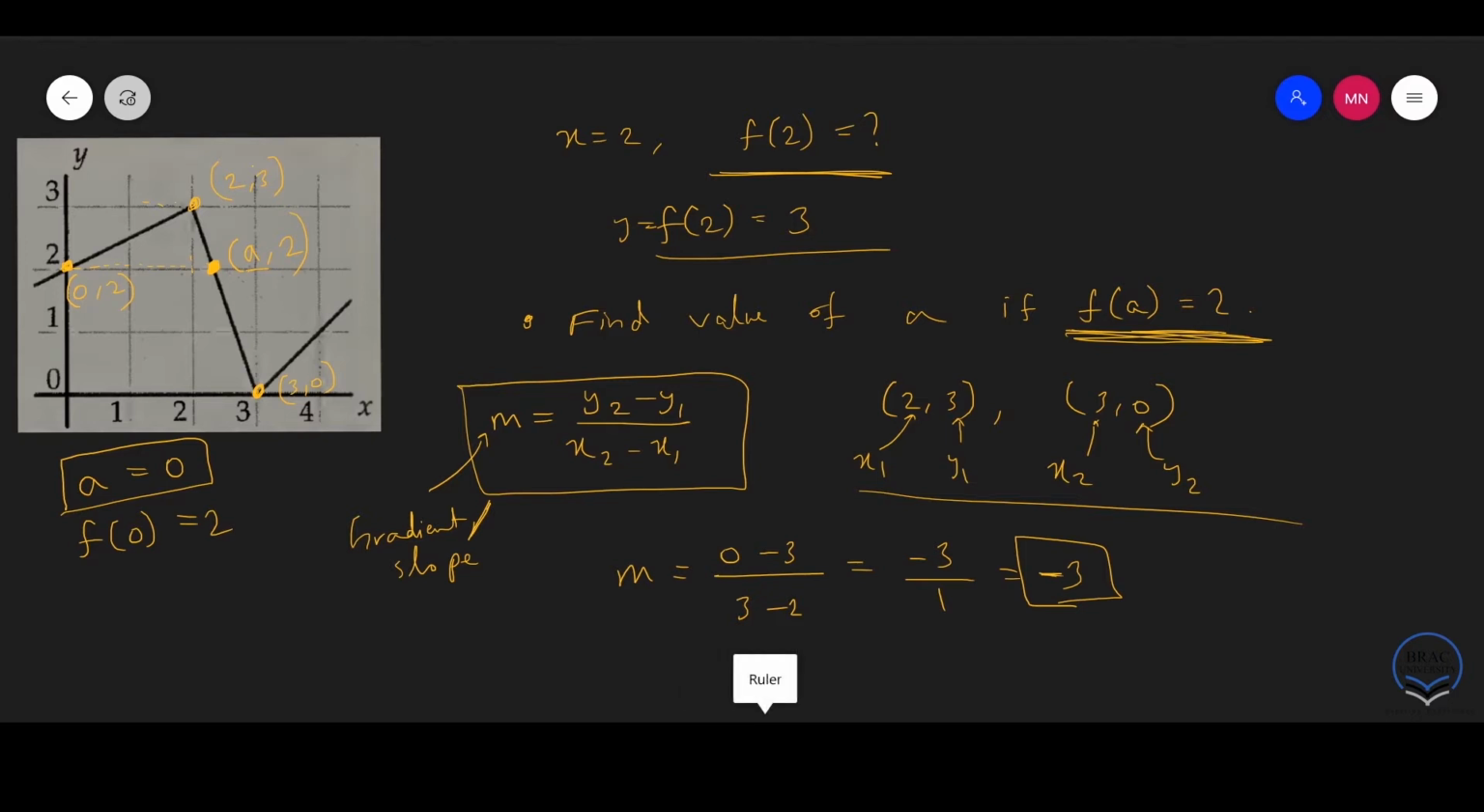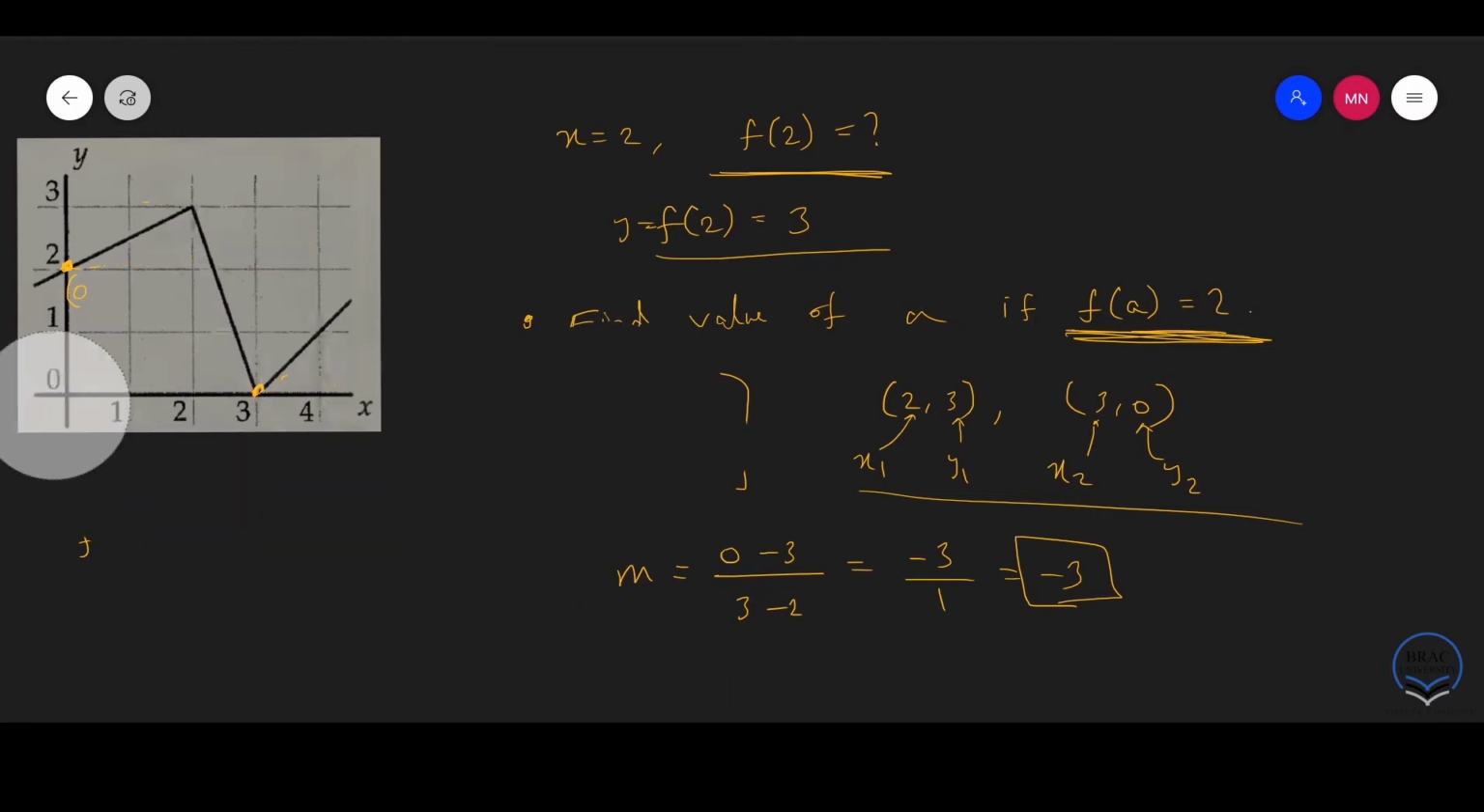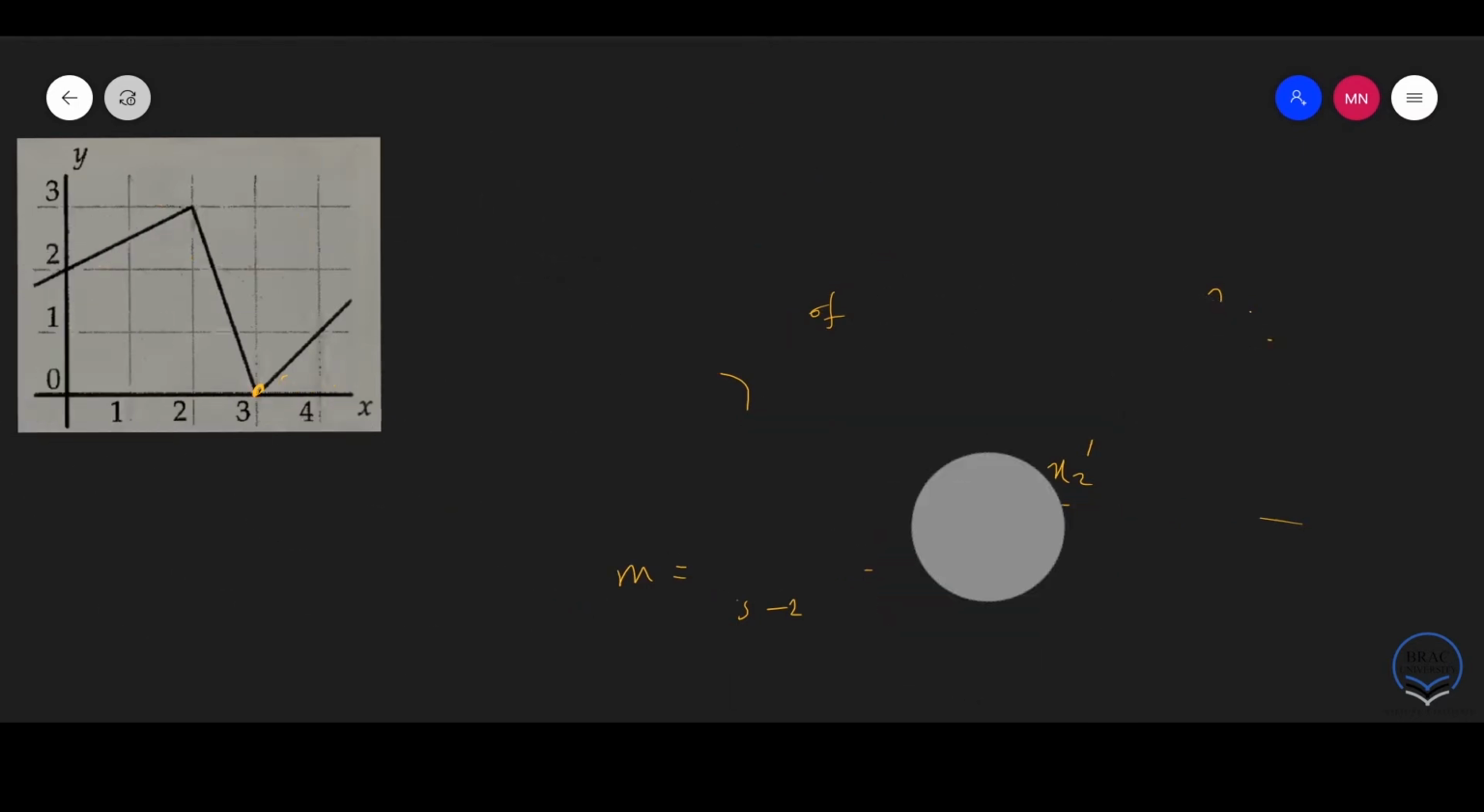So we see that our m is equal to minus 3. Oops, I got rid of the graph. So we see that m is equal to minus 3.